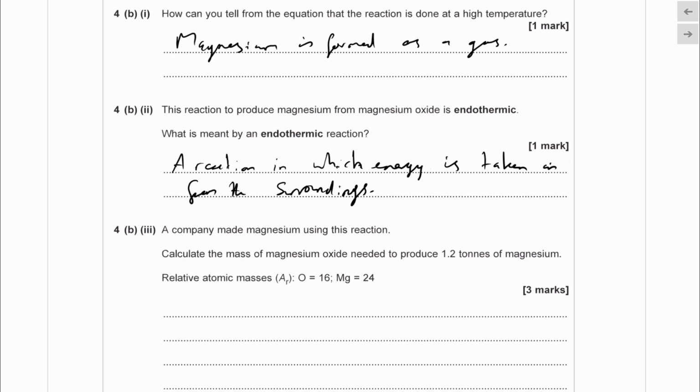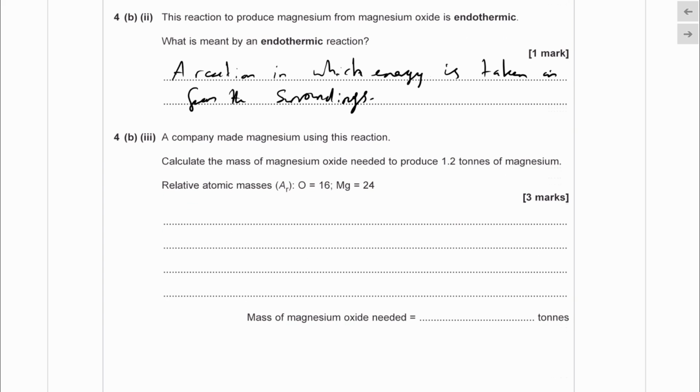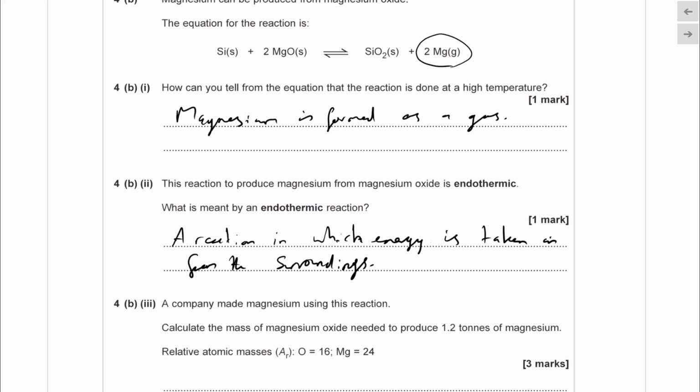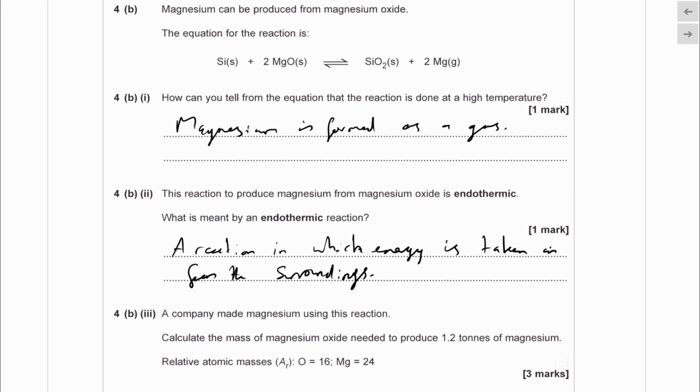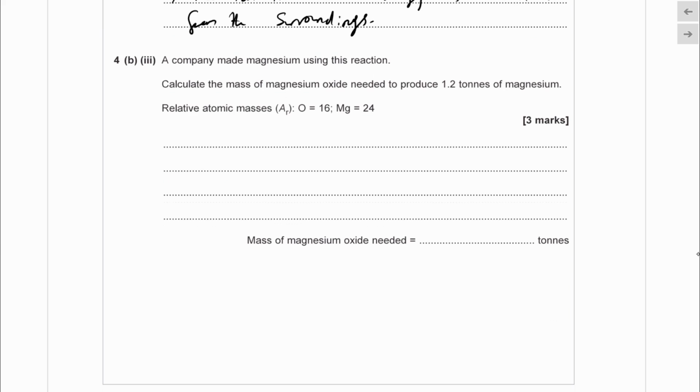Alright, part 3. A company made magnesium using this reaction. Calculate the mass of magnesium oxide needed to produce 1.2 tons of magnesium. Alright, so this is going to be a question basically involving moles. Now let's go up and have a look. Well, first of all, we don't care about silicon at the moment, right? We're only going to be equating magnesium oxide and magnesium, and you'll notice that they are 2 to 2. So 2 MgO makes 2 Mg, which is handy because that means that they are a 1-to-1 ratio. 2 to 2 is the same as 1-to-1.